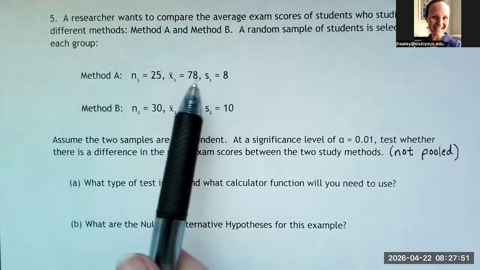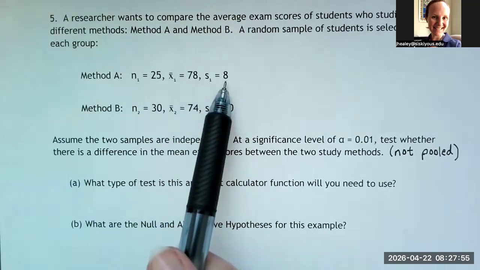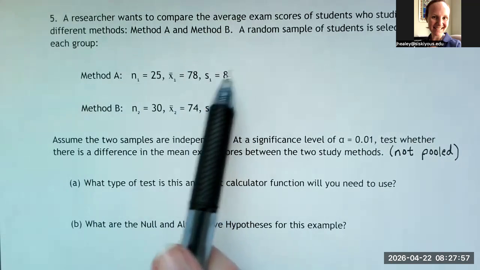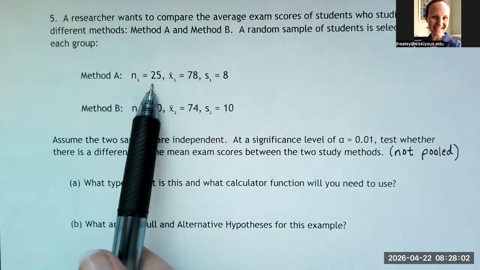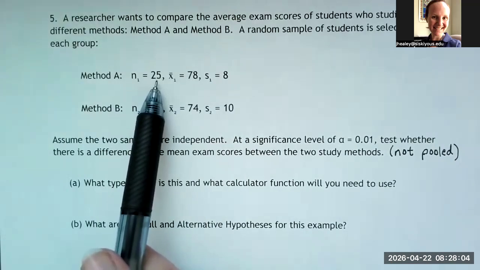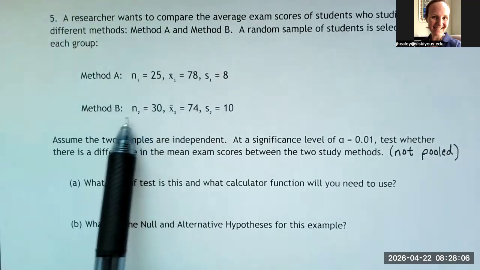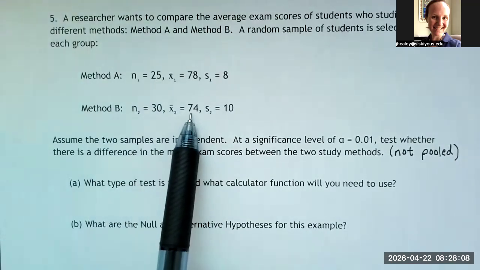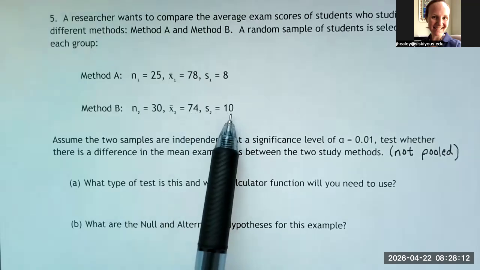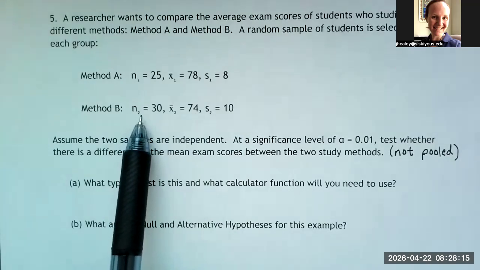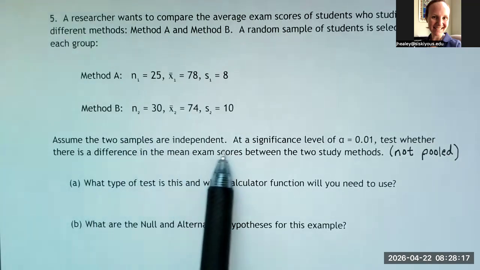So, Method A, we have that there's a sample mean of 78, a sample standard deviation of 8. And notice this is a sample standard deviation and not a population standard deviation. And we have a sample size of 25. And then for Method B, we have our sample mean is 74, sample standard deviation is 10, and our sample size is 30. Assume the two samples are independent.